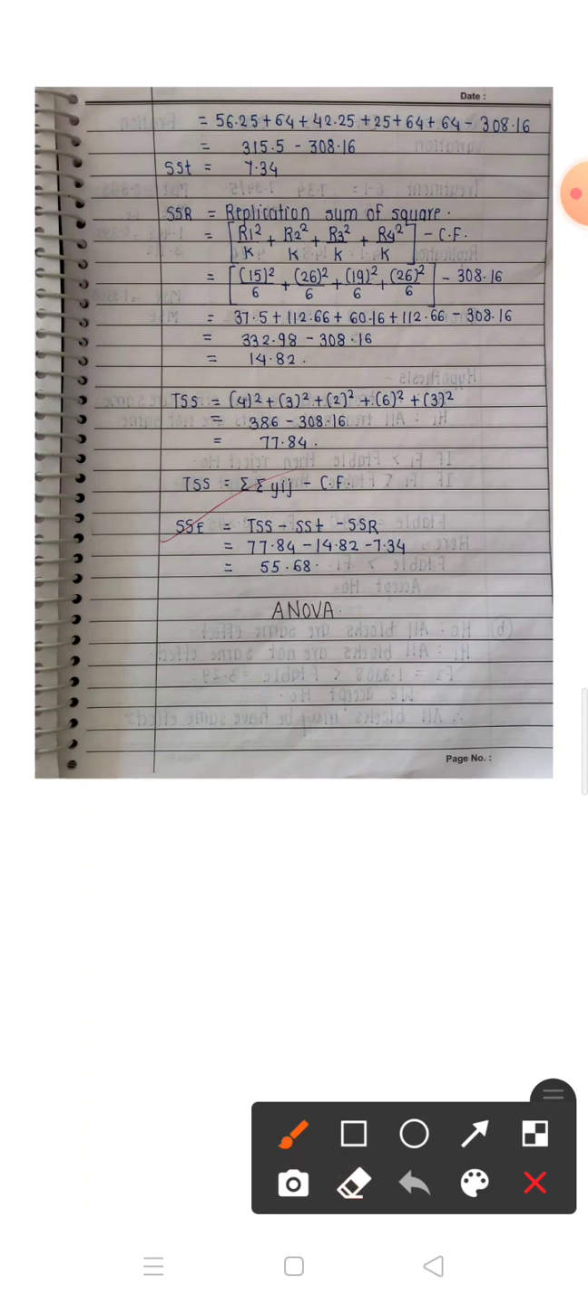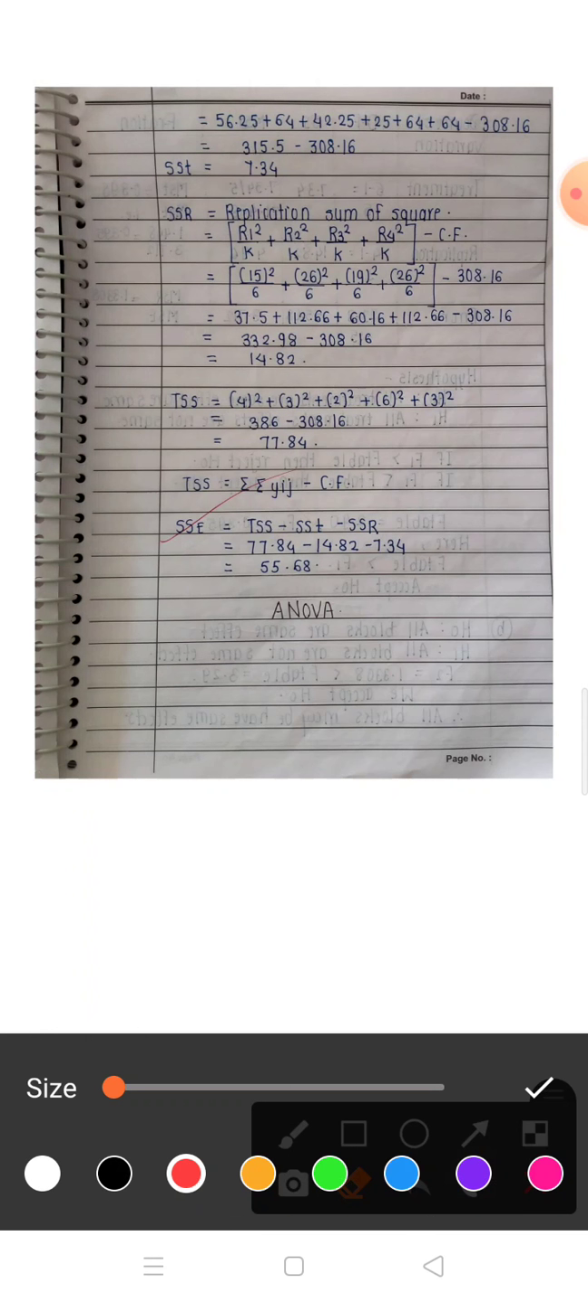Okay, now calculate SSR, that is the replication sum of square. Here we are given 4 replications, R1, R2, R3 and R4. What is the formula for calculating the replication sum of square? The formula is R1 square divided by K, R2 square divided by K, R3 square divided by K plus R4 square divided by K, minus correction factor. Here it is up to R4 because we are given only 4 replications.